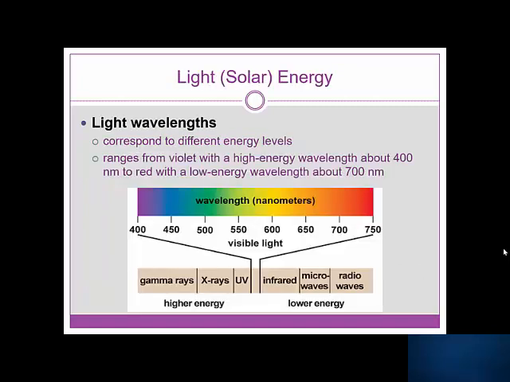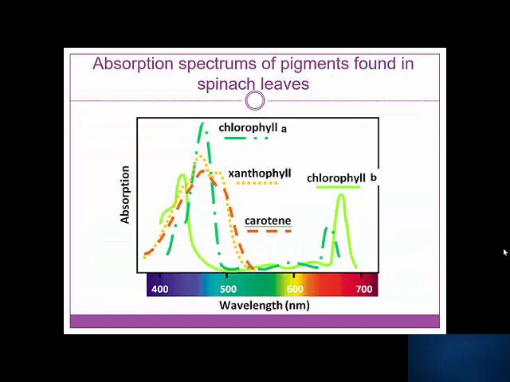As you can see from this diagram, energy increases as the wavelength of light energy decreases. This absorption spectrum diagram shows the four different photosynthetic pigments and at which wavelengths they absorb the most energy. As you can see, chlorophyll A is a blue-green color as compared to chlorophyll B, which is a yellow-green. Xanthophyll is bright yellow, while carotene is orange-yellow.